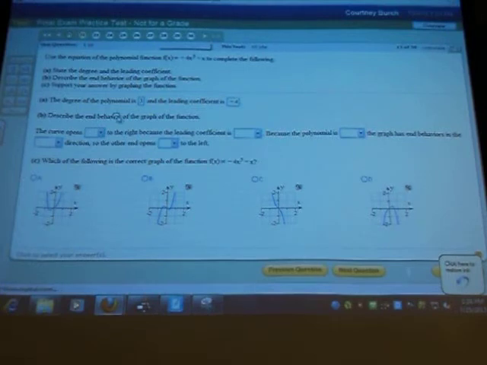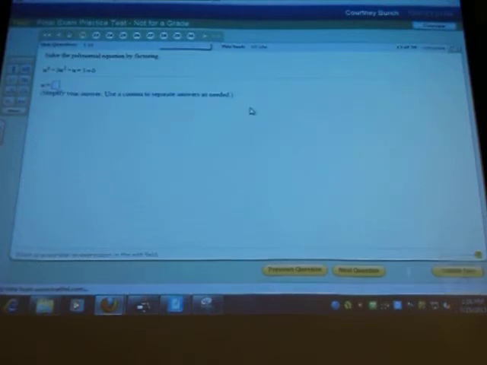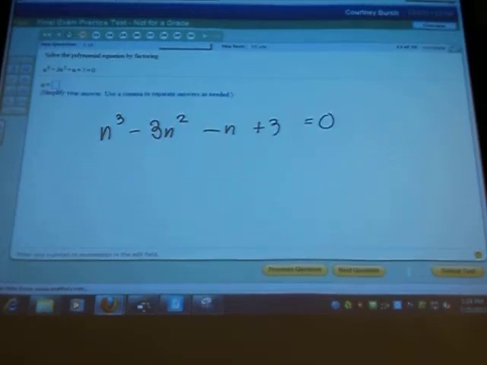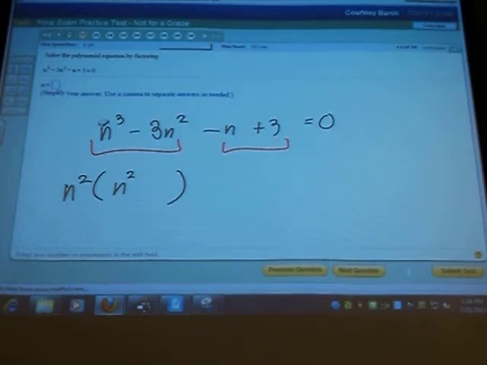Factoring by grouping. n cubed minus 3n squared minus n plus 3. So to factor by grouping, I want to factor something out of my first two and something out of my second two. Between n cubed and 3n squared, I can factor out an n squared. If I take out an n squared, that would leave me with n minus 3.